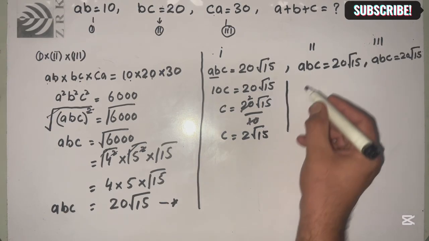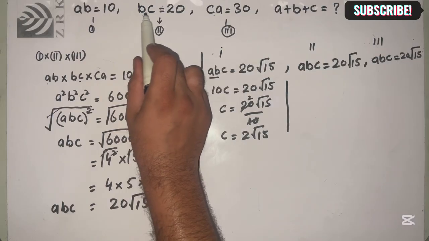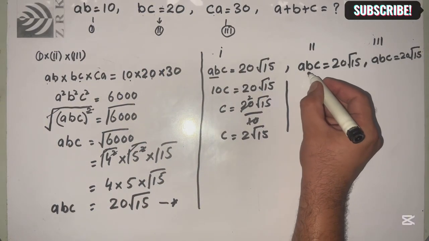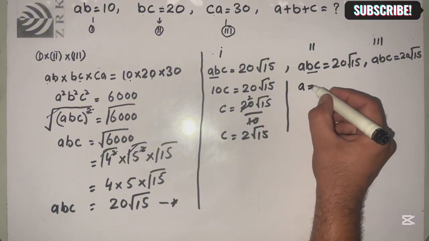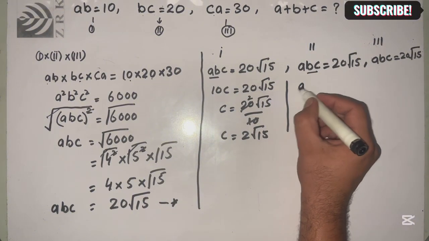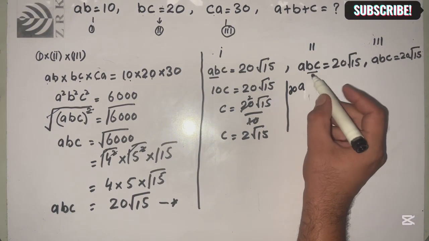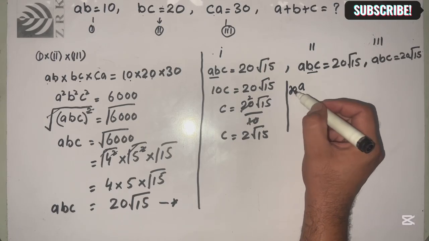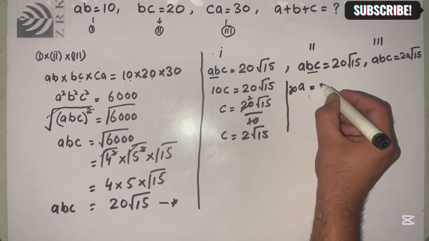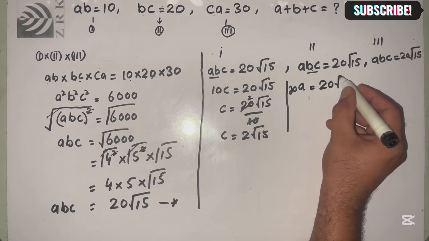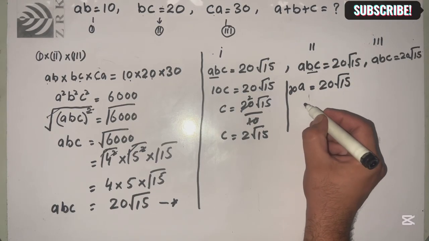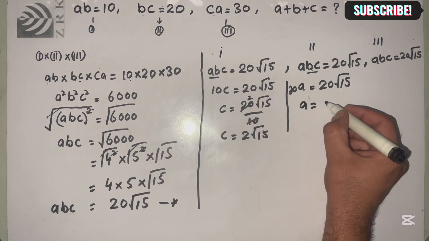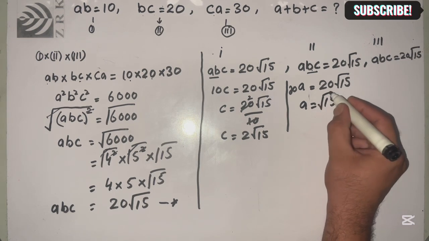And for the second equation, we can see that BC is equal to 20. Since we will put 20 here, so 20 times A is equal to 20 times 15 square root, because we will put 20 instead of BC. Dividing both sides by 20, we will get that A is equal to 15 square root.